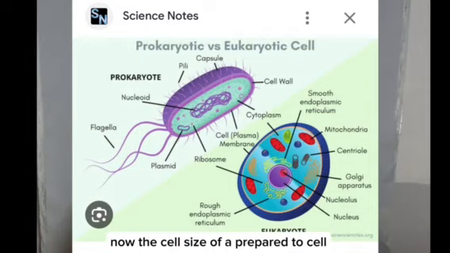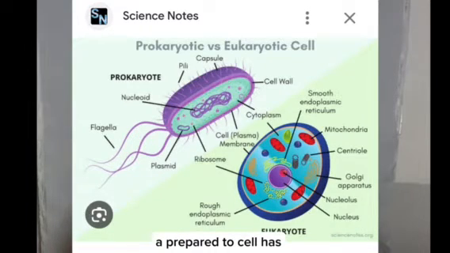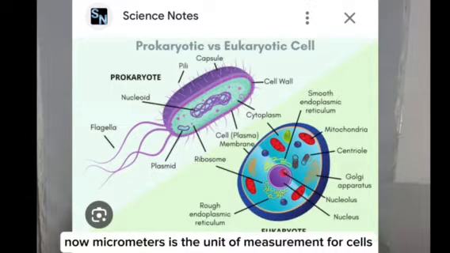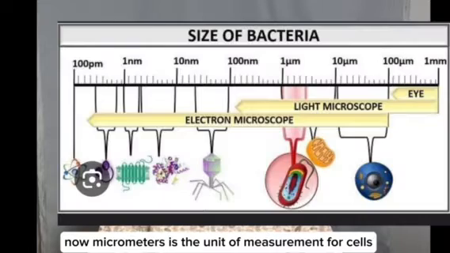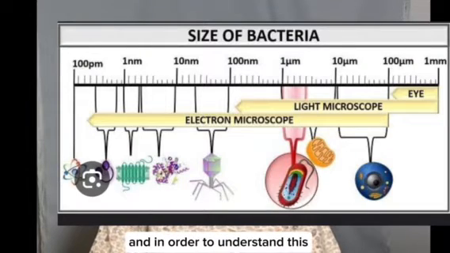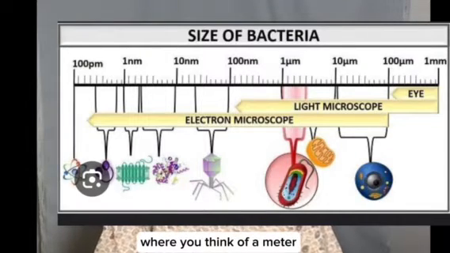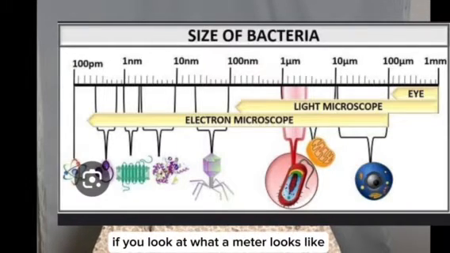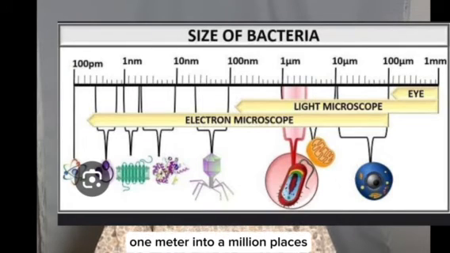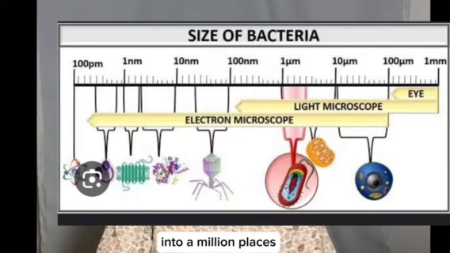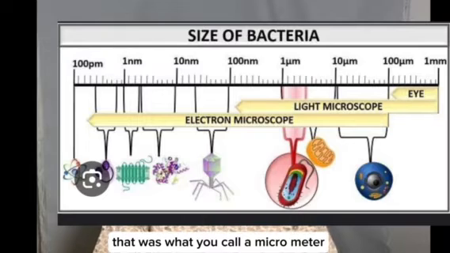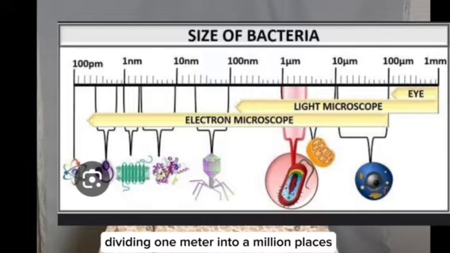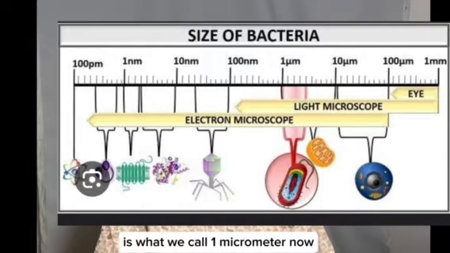Now, a prokaryotic cell has a cell size between 0.5 to 5.0 micrometers. Now, micrometers is the unit of measurement for cells. And in order to understand this well, you think of a meter. A meter, using a ruler, if you look at what a meter looks like. Now, if you divide that single meter into a million places, that is what you call a micrometer. So dividing 1 meter into a million places is what we call 1 micrometer.